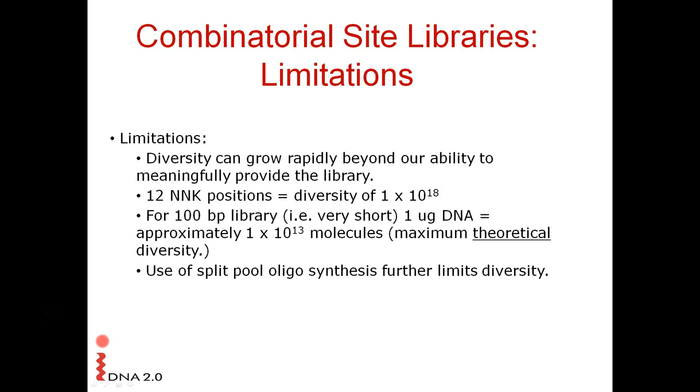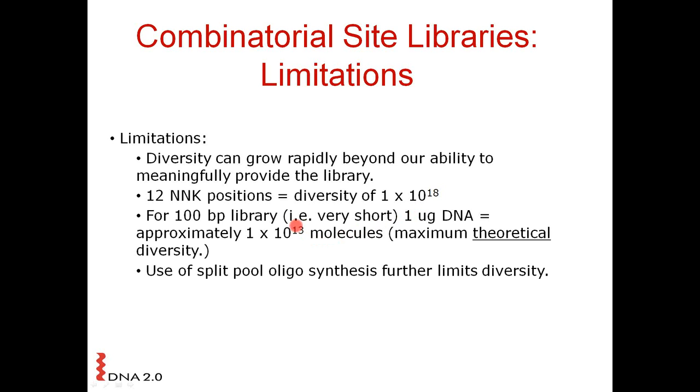For example, the example I have here is if you take a gene and you specify 12 NNK positions, NNK then gives you an encoding of 32 different possibilities. The diversity there is 1 times 10 to the 18th, which is really larger than we're ever going to be able to deliver to you at all. For a 100 base pair library, which is a relatively short library, 1 microgram of DNA, which is our typical delivery specification, is going to be about 10 to the 13th molecules. And that's far, far, far less than 10 to the 18th, obviously.